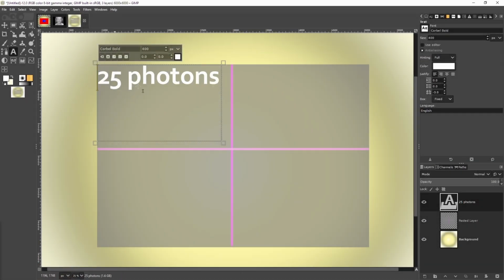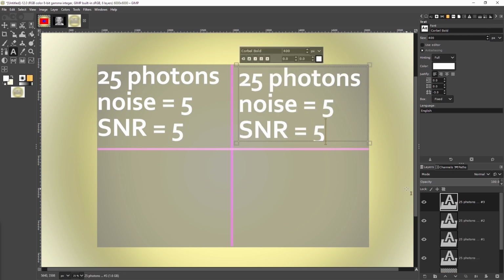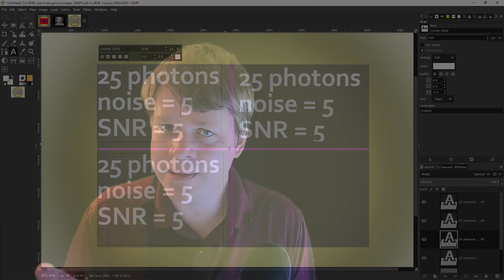If we now have 4 pixels, then the SNR of each pixel is 5, and the average SNR of all 4 pixels is 5. The SNR is cut in half, but does this really matter? If we combine all the pixels, we still get an SNR of 10. Well, if you don't bin, then it does matter.